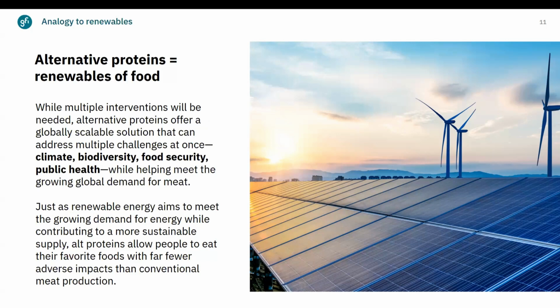So you can think about alternative proteins as the renewables of food. We're not about telling people what to eat. We're not about taking away anyone's burger. No one wants to take away anyone's burger. We just want to change how that burger is made, or rather diversify how that burger is made.